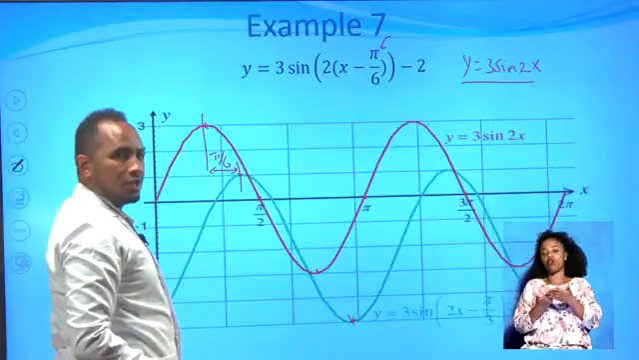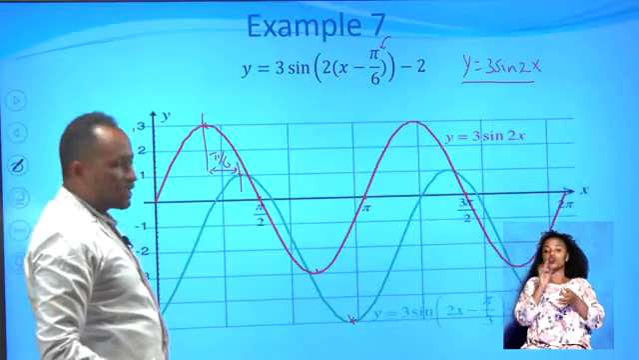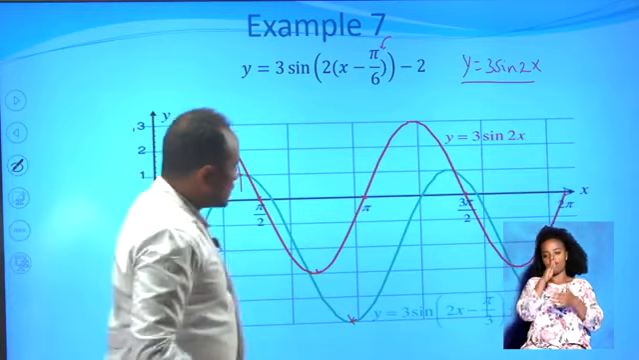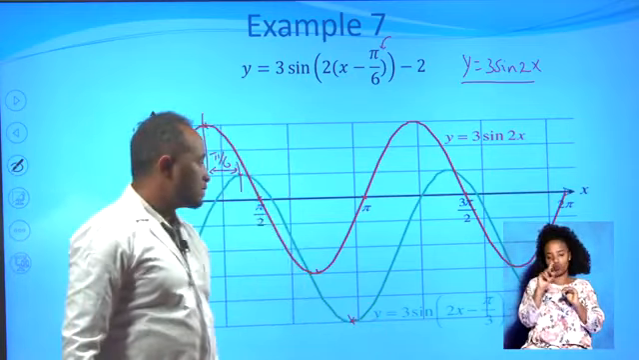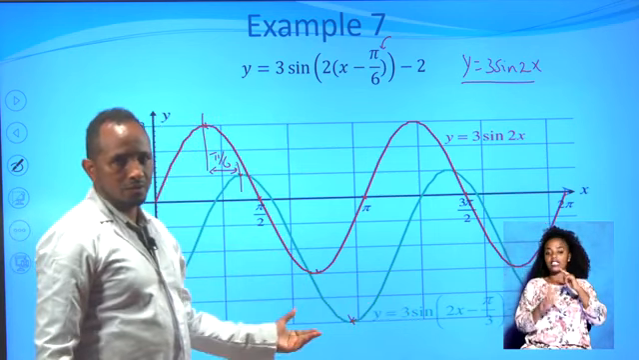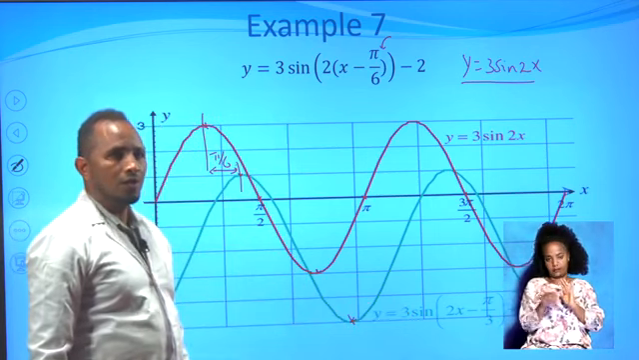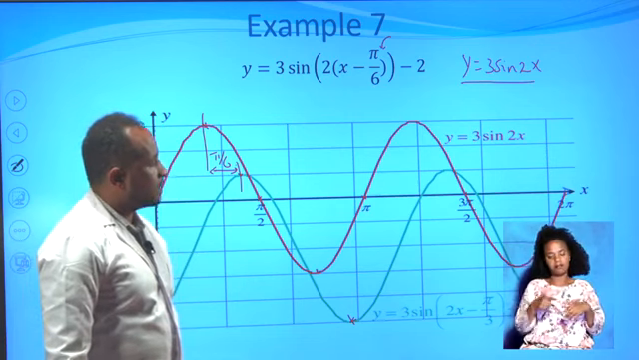Therefore, by shifting, you will have the graph of f of x equals 3 sine of (2x minus pi over 3), minus 2, like this. So this is it. Now let's continue to the next part.